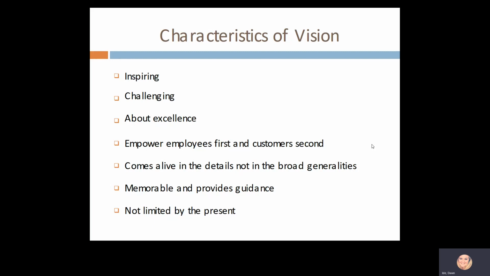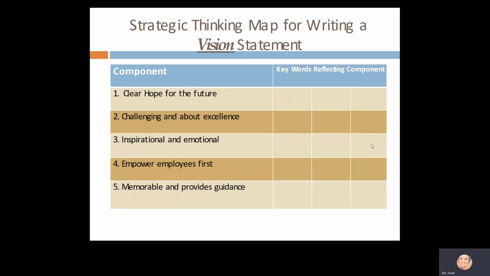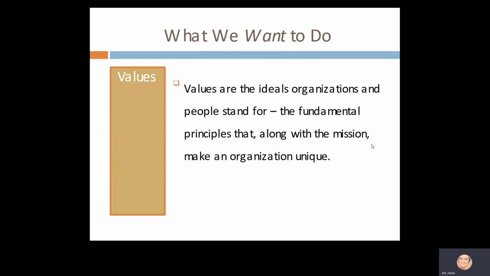So it comes alive in the details, not in the broad generalities, meaning the details are important in a vision, memorable, provides guidance, and not limited to the present, right? Because if you're limited to the present, that's a mission, not a vision. And again, we could use our strategic thinking map. So the component, clear hope for the future, challenging and about excellence, inspirational and emotional, empower employees first, and memorable and provides guidance. Okay.